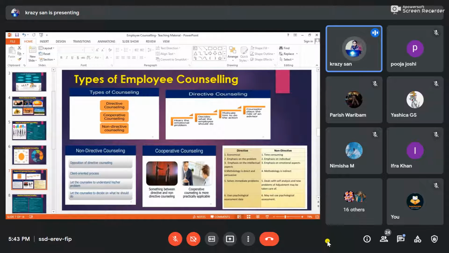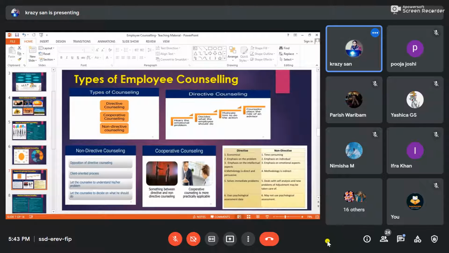So the emphasis is on the intellectual aspect, and in non-directive, it is rather on the emotional aspect. In directive, the methodology is very direct and persuasive, and in non-directive, it's completely indirect, you can say. It's not mine, not yours. Okay, I'm giving you the advice, you take it, you don't take it, you are much more prominent in it, you deal with it. So that type of thing.